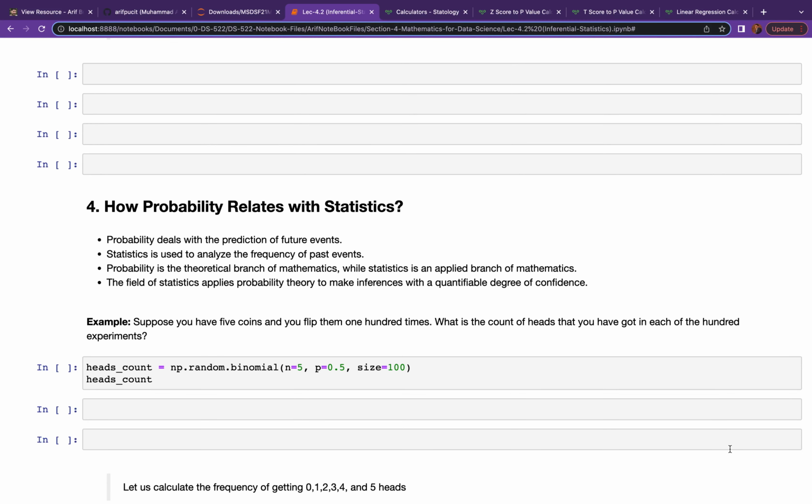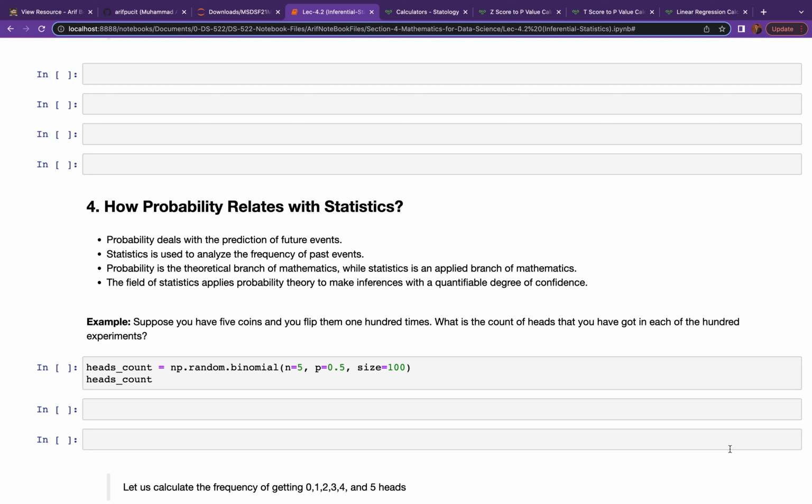Okay, how does probability relate with statistics? Probability and statistics. Well, this is a course that is being taught in almost all undergrad programs of computing like CS, SE, IT, and data science as well. However, whenever I asked any of my students to differentiate between the two, he is a bit confused. My dear students, remember, probability deals with the prediction of future events, while statistics is used to analyze the frequency of past events.